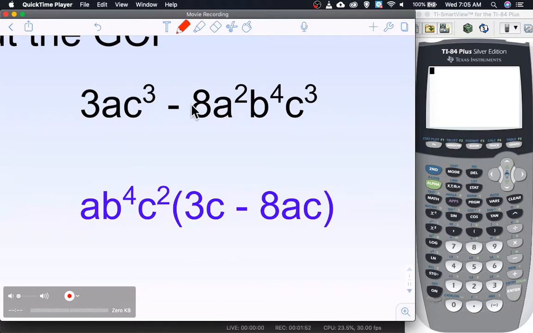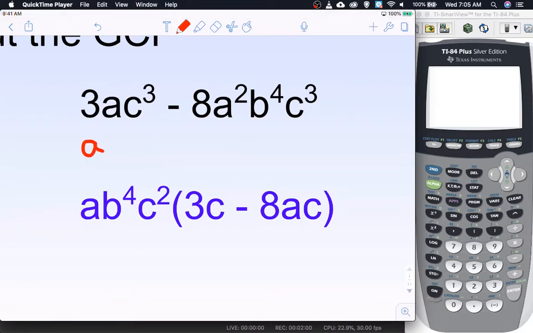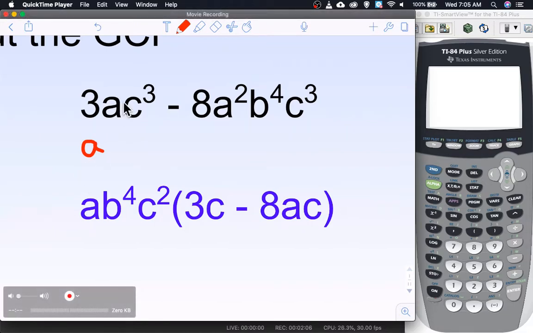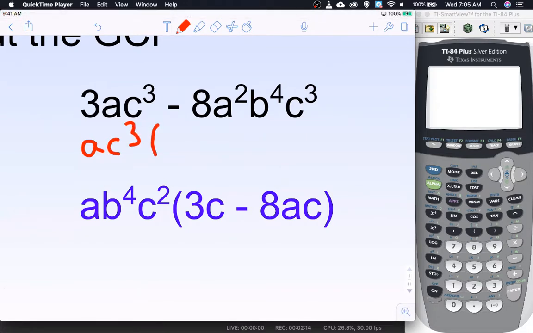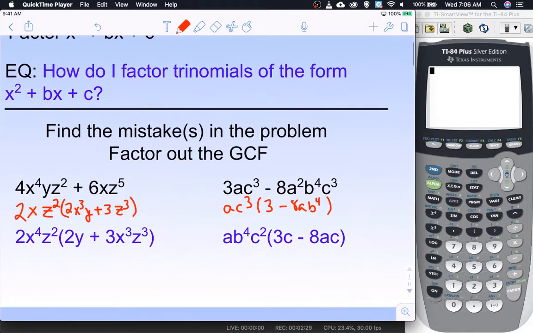The numbers have no common factor. 3 and 8 don't have anything in common, so there's no number out front. That looks good. The a's, there is 1 a they can give up. That looks good. The b's, there are no b's because this one doesn't have any b's to give up, so they both can't give up 4 like it says here. So no b's. C's, they can both give up 3 of them. So you'd be left with 3 minus 8a b to the 4th. All right, so that's just a little review of the previous lesson, just factoring out a greatest common factor.